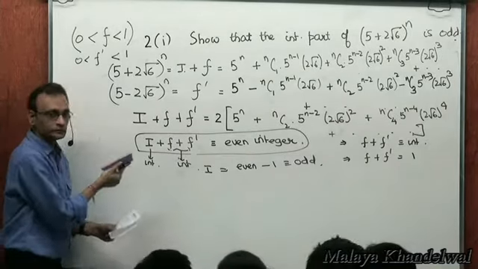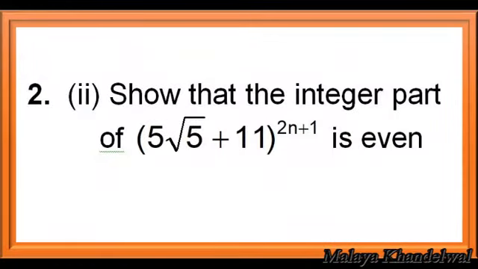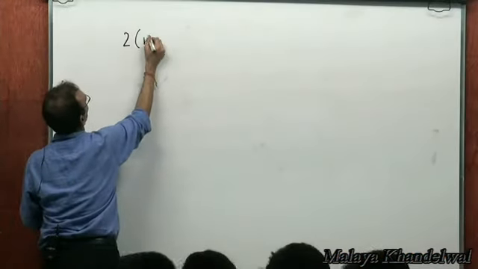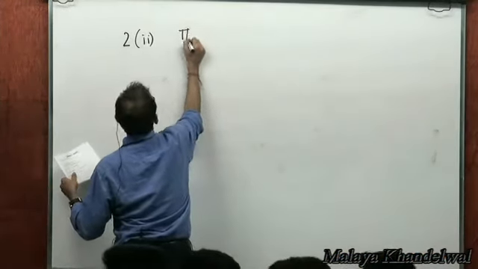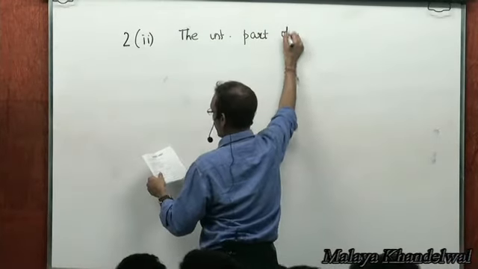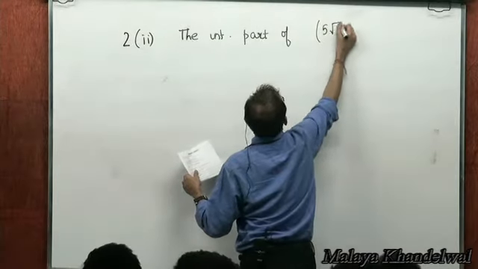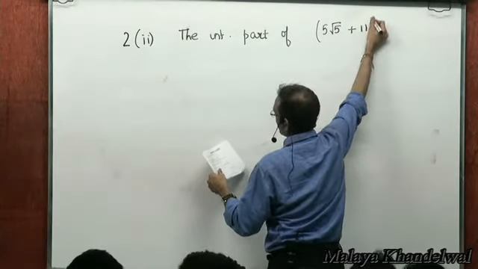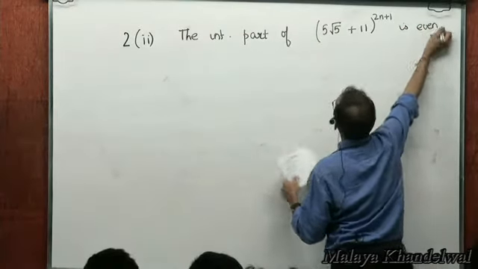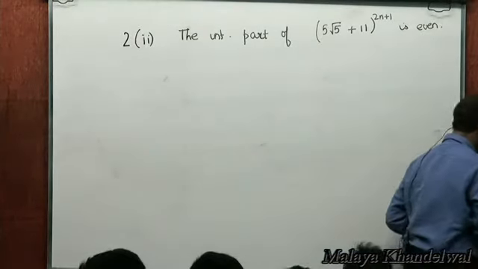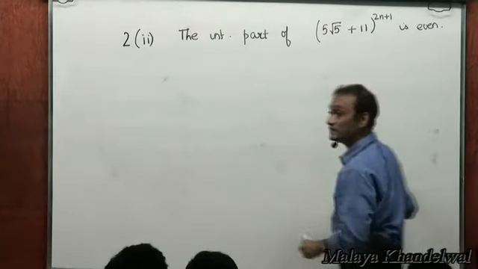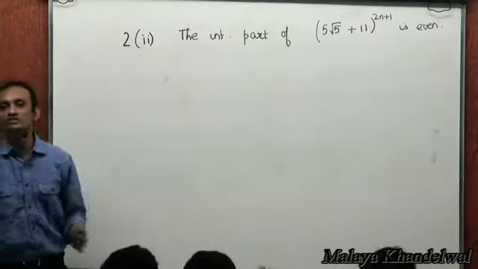Can I wipe this off? Part 2. We want to show that the integer part of 5 root 5 plus 11 to the power 2n plus 1 is even, right? We want to show that the integer part of 5 root 5 plus 11 to power 2n plus 1 is even. Okay. Now, like before, a very routine thing.